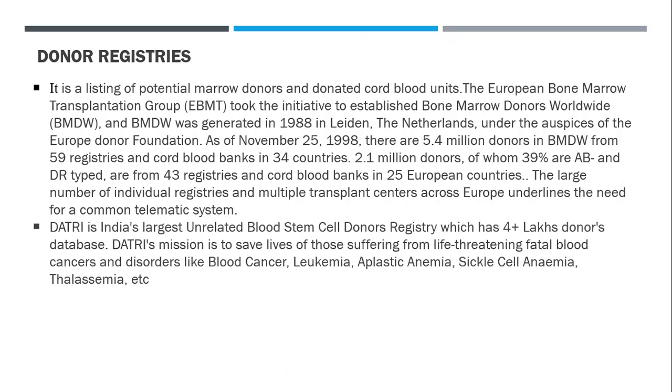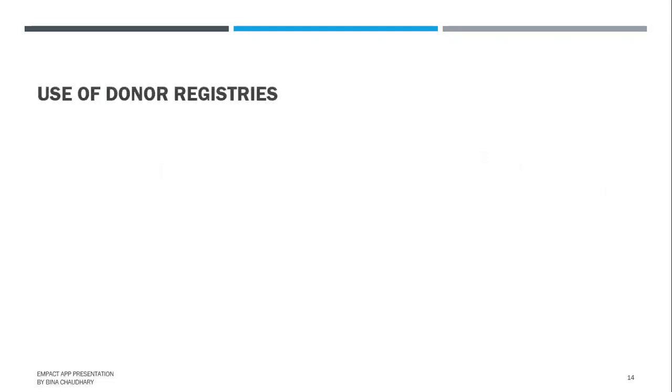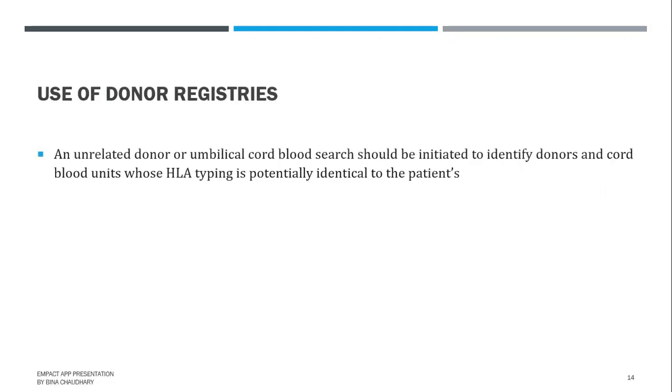And in India, Datri is India's largest unrelated blood stem cell donor registry, with a database of over 4 lakh donors. Datri's mission is to save the lives of those suffering from life-threatening blood cancers and disorders like leukemia, aplastic anemia, sickle cell anemia, thalassemia, etc. These are the registries in India. So how are we using these registries?